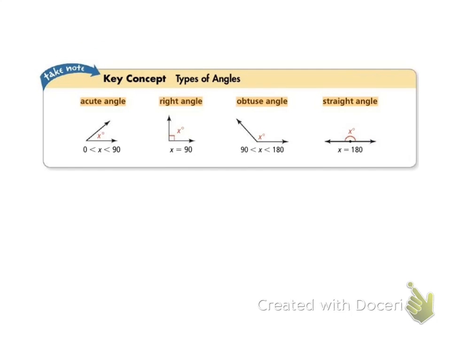Okay, there are different types of angles. There's an acute angle, which is the small one. Its measure is between 0 and 90 degrees. A right angle, which is 90 degrees, and notice that we use that little square down there to note a right angle. An obtuse angle is bigger than 90 but less than 180, and a straight angle is 180 degrees.